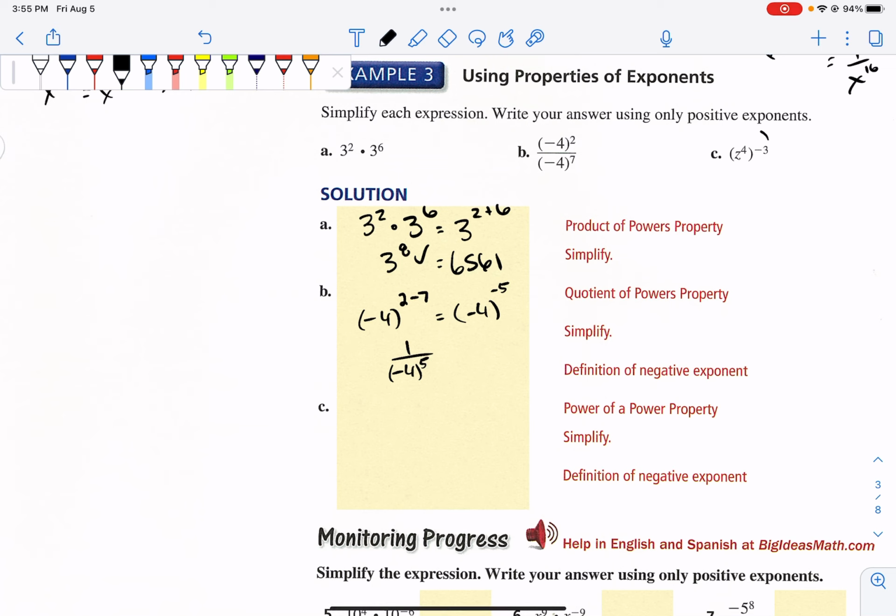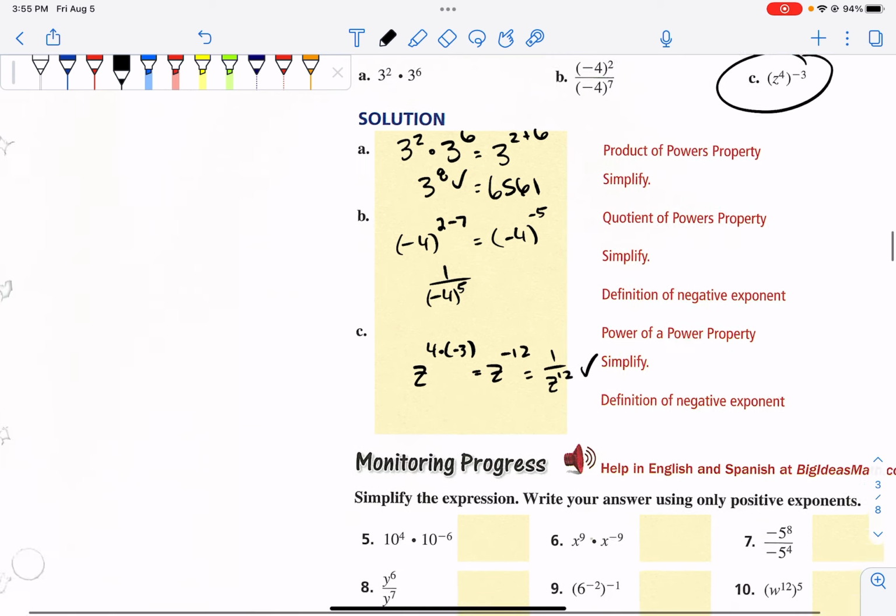Part C, z to the 4th power raised to the negative 3rd power. So that becomes z to the 4th multiplied by the negative 3. That becomes z to the negative 12, which becomes 1 over z to the 12th power. See, now math is getting interesting, okay? You start getting into stuff like that, and you have to multiply this exponent in, and then you have to move it to the bottom. Things are starting to pick up a little bit.